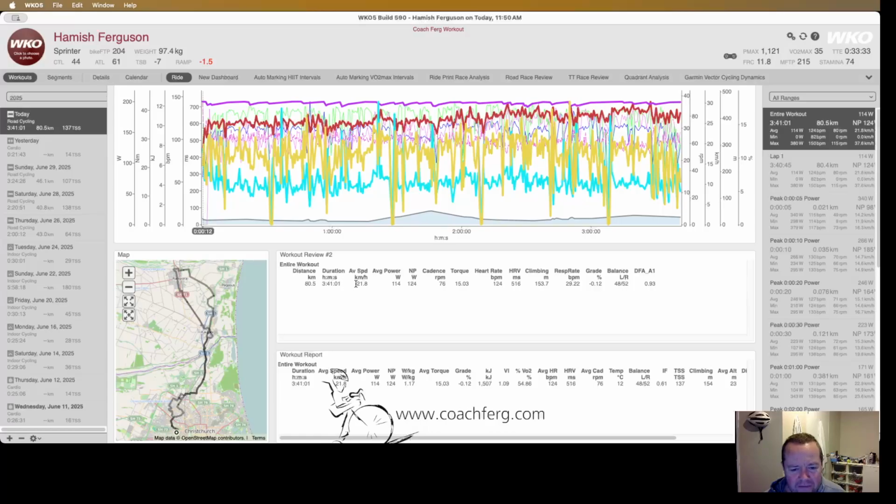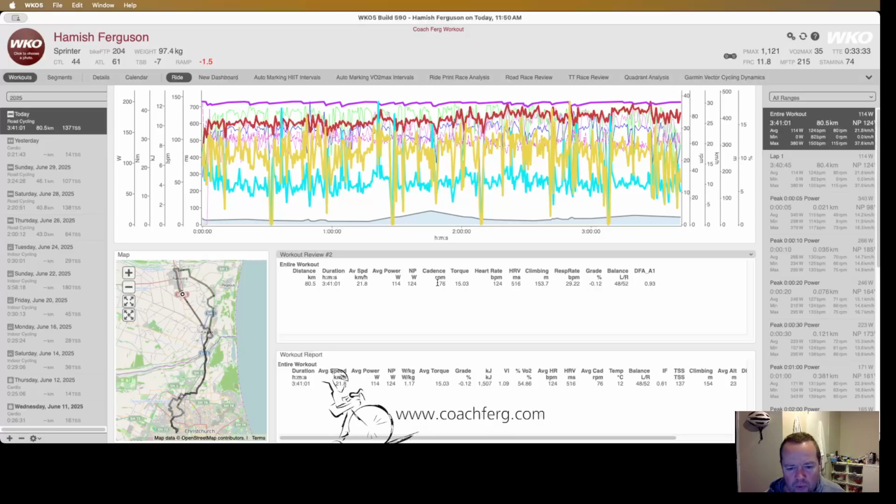3 hours 41 and 21.8k average speed, which is pretty darn slow, so I'll look to progress this ride once I can sort of do this 80k ride in around 3 hours. That would be just under 30k, maybe around 28k an hour, so that'll be a good endurance pace for me. Average power 114, normalised power 120, 24, cadence 76.